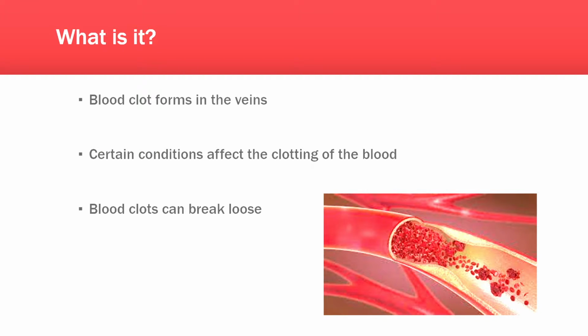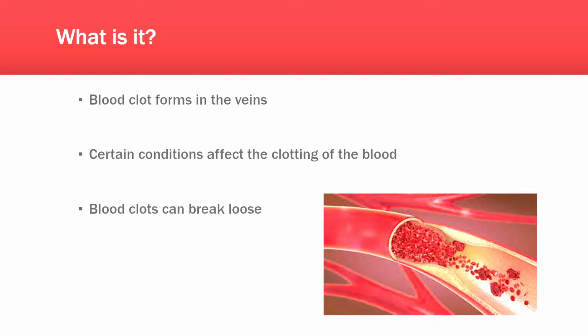So, what is deep vein thrombosis? It is also known as DVT. It occurs when a blood clot, medically known as a thrombus, forms in one or more of the deep veins in the body, usually in the legs. Deep vein thrombosis can cause leg pain or swelling, but can also occur with no symptoms at all.